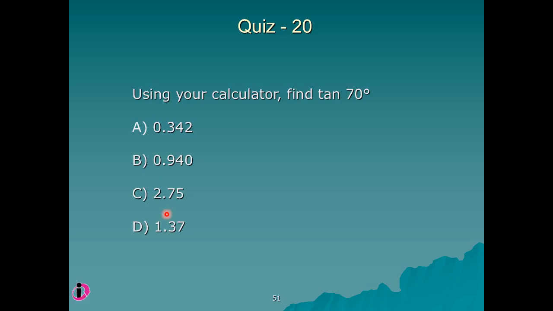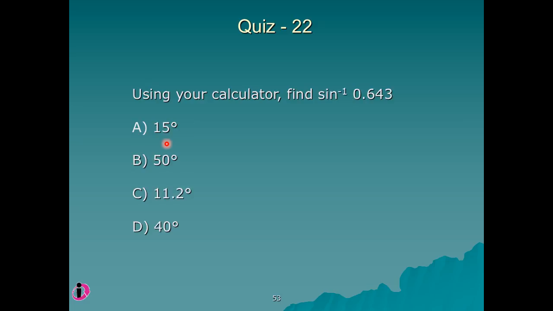So tangent 70. 2.75, right? Tangent 15. D, right? A? Okay. See, I don't remember all the values, but I think it's right because most of you are getting the same answer. 0.268, right? Okay.